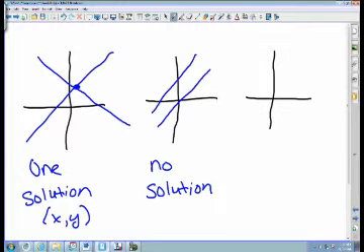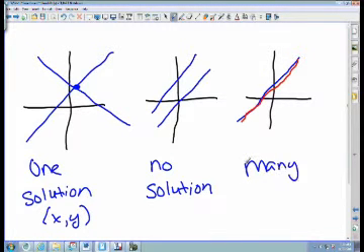The other type of line that you have is when there's only one line graphed. When there's only one line graphed, that's the 2 lines that are laying actually on top of each other. Nice, I can't draw a straight line. And there are infinitely many solutions when there's only one line because it's the same line.